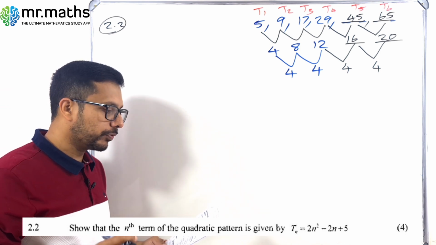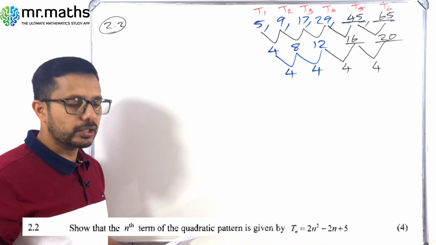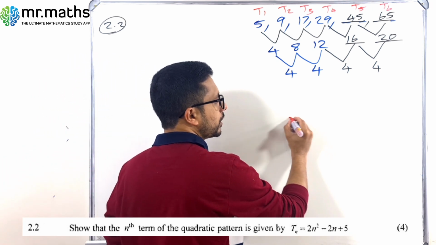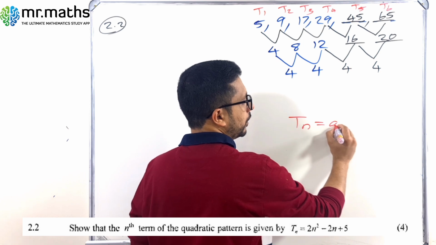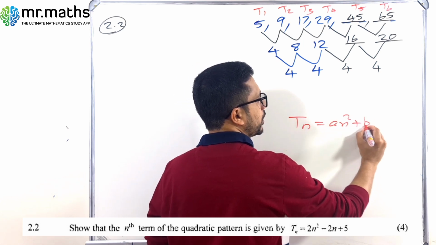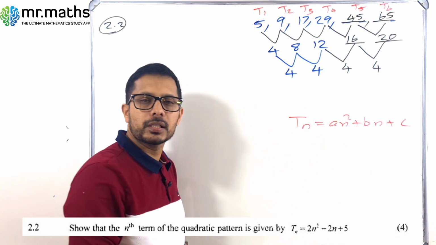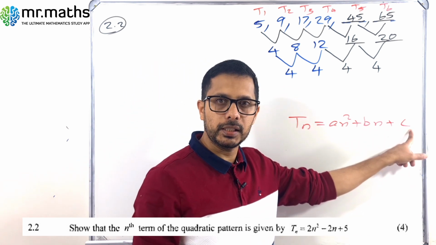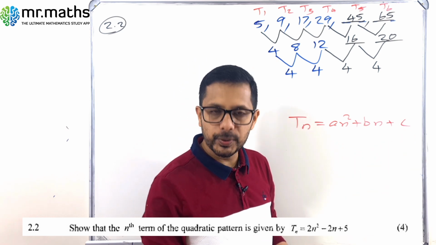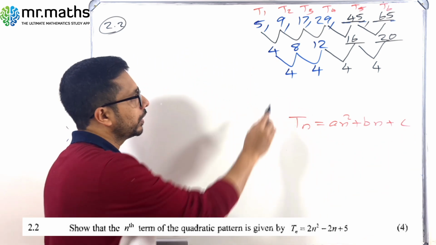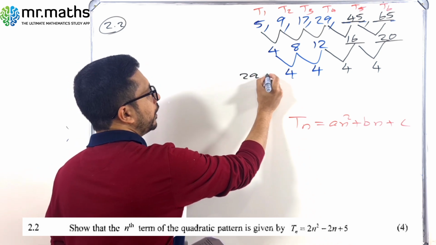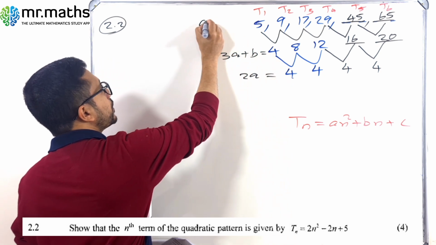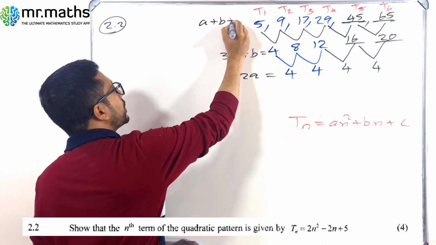Show that the nth term of the quadratic pattern is given by Tn equal to that expression. You have to show it, so it means that you have to find the nth term. That's all. What is the general equation of a quadratic pattern? an squared plus bn plus c. Here we have to find the values of a, b, and c. We call the first second difference 2a, the first difference 3a plus b, and the first term a plus b plus c.